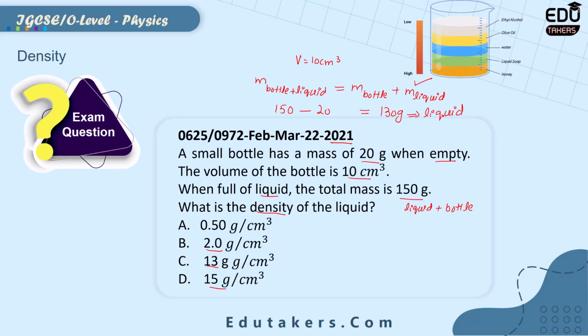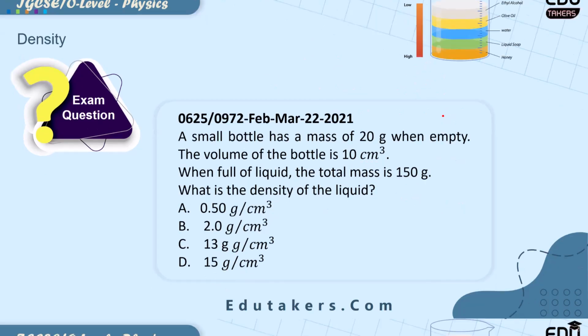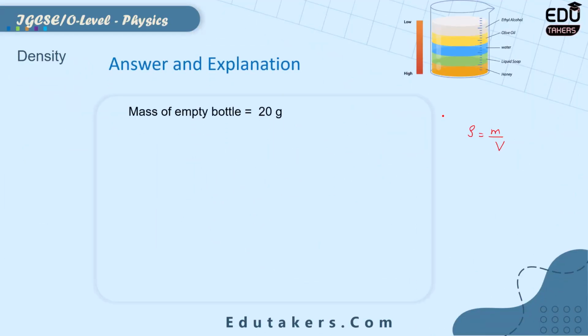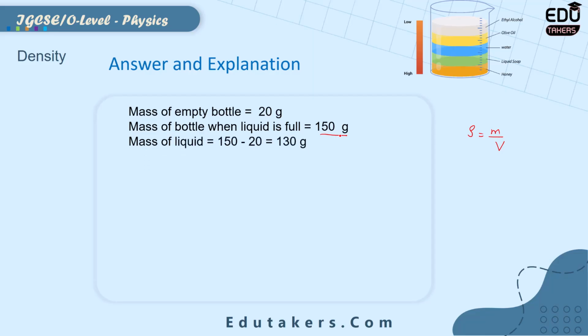So you need to use this value of the mass. The mass of the empty bottle is given, which is 20 gram. The mass of the bottle when it is filled with the liquid is 150 gram. Then the mass of liquid would be equal to the combined mass of the liquid plus bottle minus the mass of the bottle. Then you get 130 gram, which is the mass of the liquid.